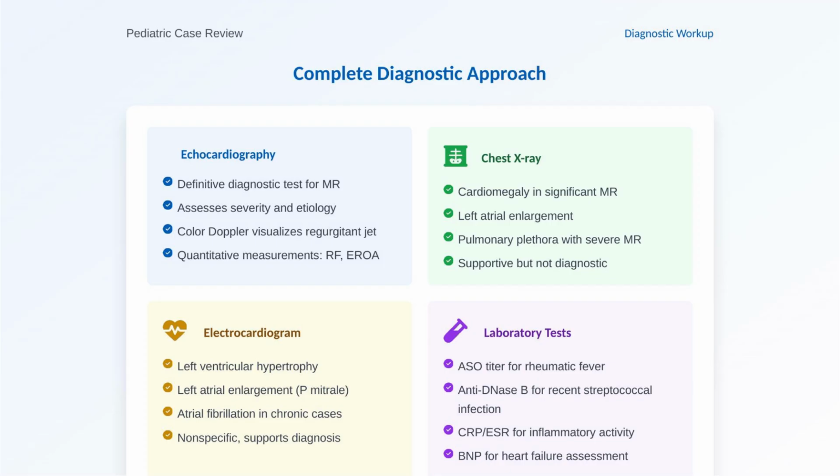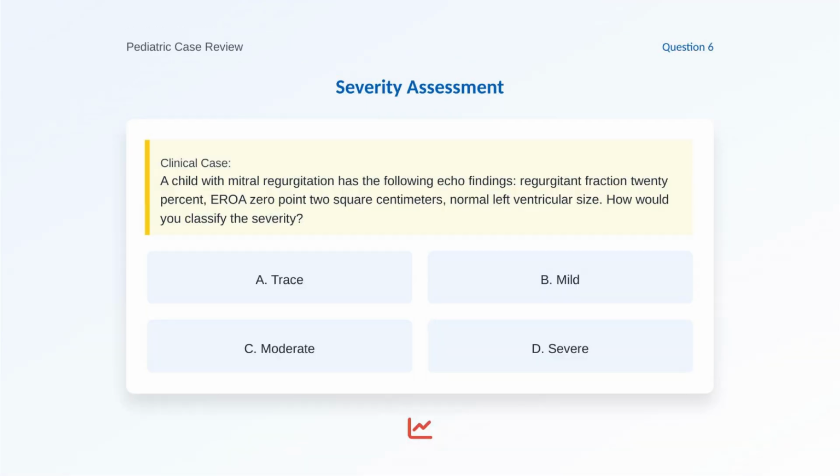Chest X-ray findings in significant mitral regurgitation typically include cardiomegaly, left atrial enlargement, and pulmonary plethora due to pulmonary venous hypertension, though these findings are supportive rather than diagnostic. Electrocardiogram may demonstrate left ventricular hypertrophy, left atrial enlargement, manifesting as P-mitral, and occasionally atrial fibrillation in chronic cases, though these changes are not specific. Question number 6 focuses on the severity assessment of mitral regurgitation.